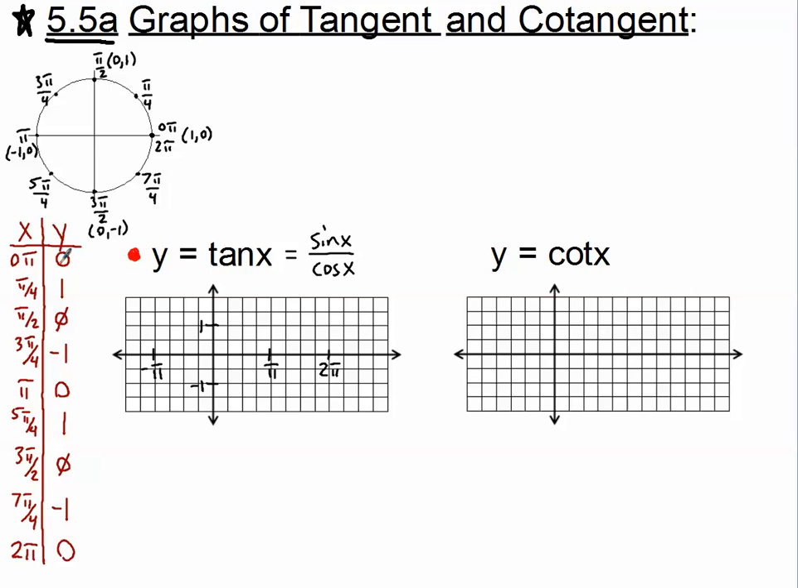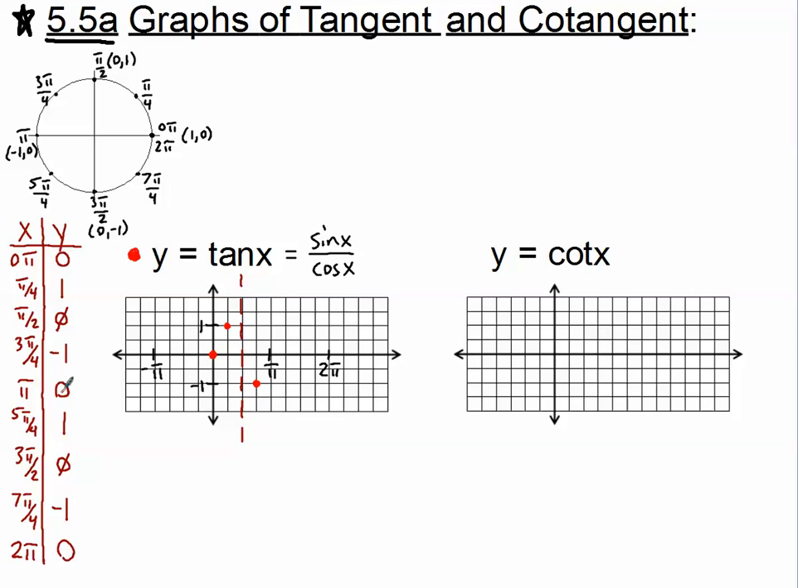When I go to 0, my output is 0, so there's my first point. When I go to pi over 4, I get a 1, so that's 1 tick mark over, and I get a 1. Now when I get to pi over 2, I get undefined values. So I'm going to put a vertical asymptote. Our tangent function does not exist at pi over 2, so I put a vertical asymptote. Let's keep going. 3 pi over 4, that would be 3 tick marks over, and my output is negative 1.